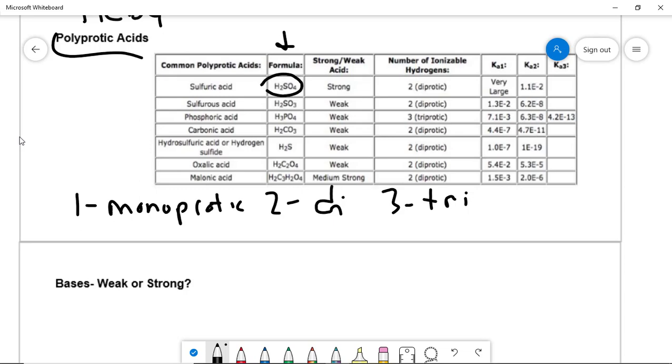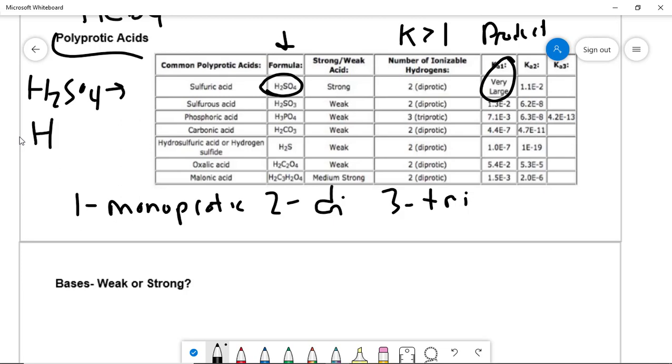Sulfuric acid, H2SO4, Ka value is very large. Remember that if K is greater than 1, we favor products, and therefore more of it is going to dissociate, right? If I just draw this out real quick. Right, K is greater than 1, so I favor the production of my products over my reactants.